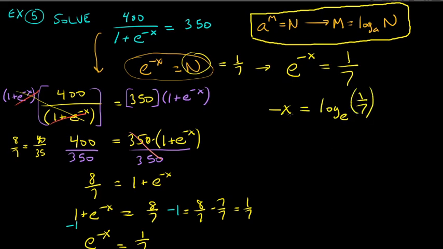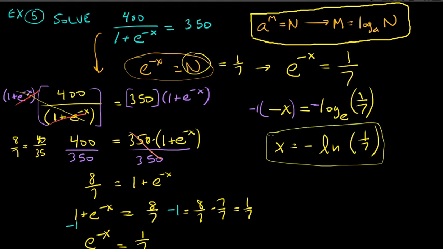Okay, so the only thing left to do is divide by negative 1, or multiply by negative 1. I guess it doesn't matter. Multiply by negative 1, and I'll just put a negative on the right. So this will be a positive x equals negative, and remember, log base e is ln of 1 over 7. And there you go. You could write this as your answer: negative natural log of 1 over 7. However, there's one more thing we can do to make this a little bit nicer.